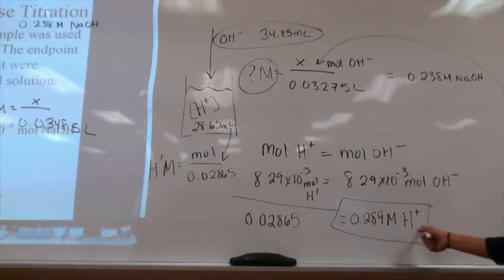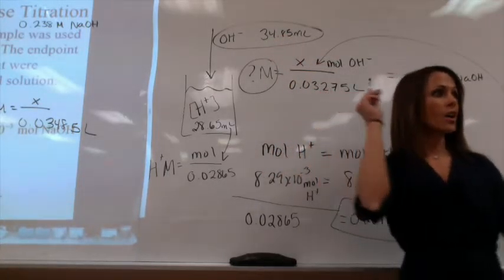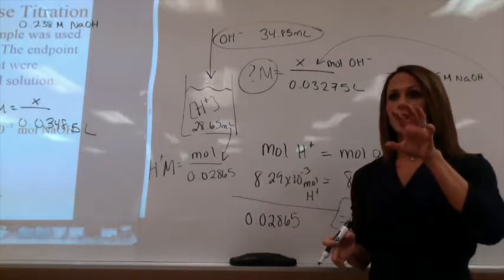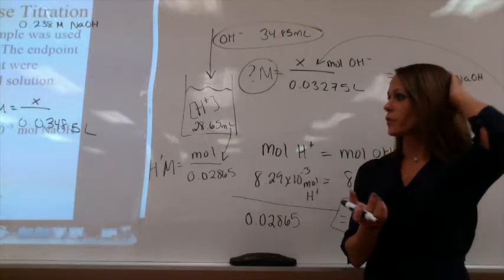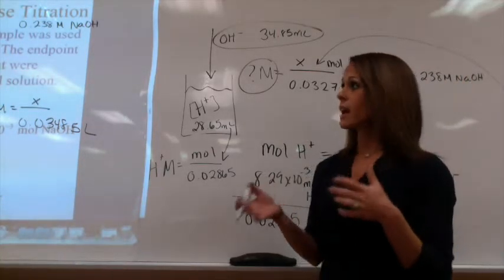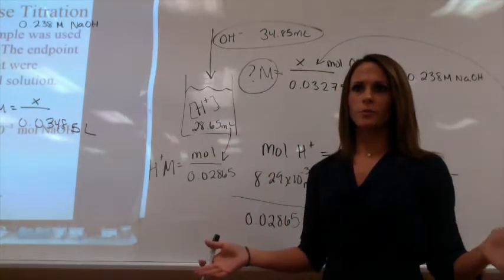That's not the current concentration, because you did add 34.85 milliliters. I just want to know what's the initial concentration based on the moles that were titrated divided by the original volume. That's going to be tricky for you to remember, when to use total and when to use original. But it'll say "in the original solution," so you know to use the original volume.